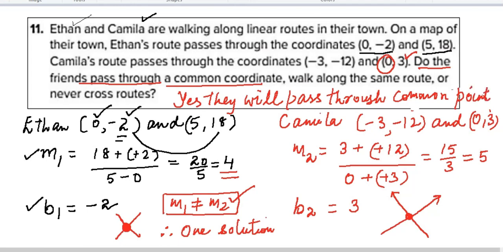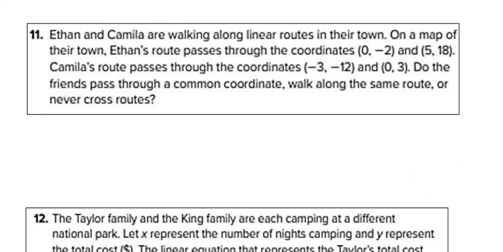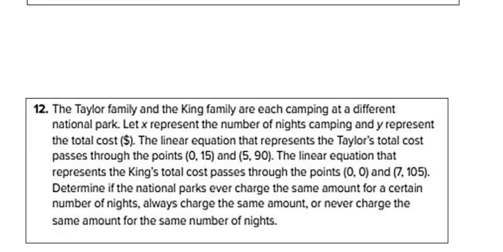So here we have the common point, the point of intersection. So this is your question number 11. Now question number 12 I'm not going to do, because it is completely the same, you can try it from your side. Firstly you need to find the slope and find the y-intercept.